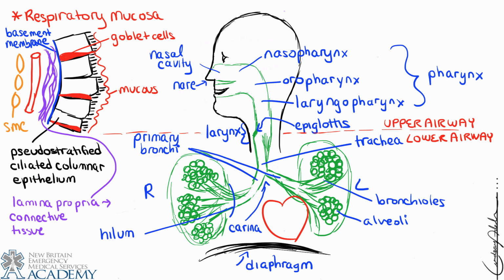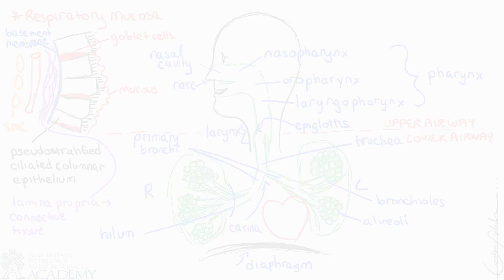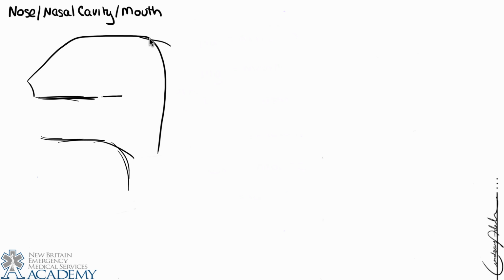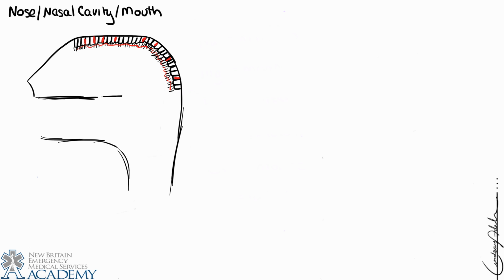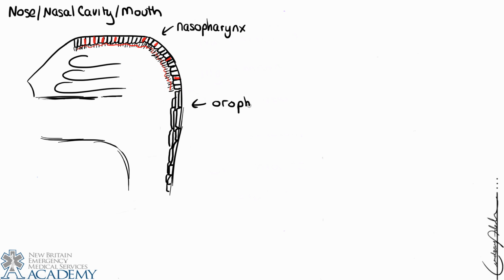All right, so I know it's a lot for an overview, but we're going to review and focus on each piece as we work our way through the respiratory anatomy. First we'll start with the nose, the nasal cavity, and the mouth. We notice the respiratory mucosa is present here. So let's label the drawing. We have our nasopharynx, we have our oropharynx with different tissue structures. We have our nasal cavity, so it's like a sagittal section. The nasal cavity and the nasopharynx are both lined by respiratory mucosa.